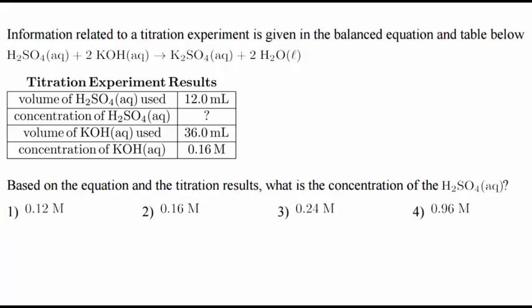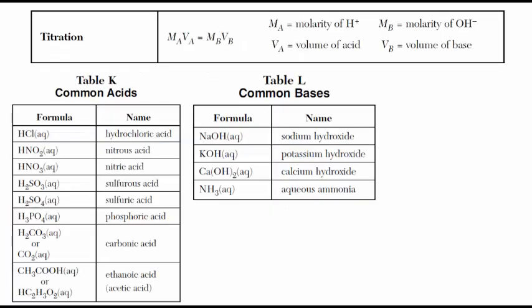Okay, so we know our titration equation, on Table T, is the molarity of the acid times the volume of the acid is equal to the molarity of the base times the volume of the base. In other words, acid times acid equals base times base. So you just got to make sure that you put your acid values for molarity and volume on one side and the base values on the other side.